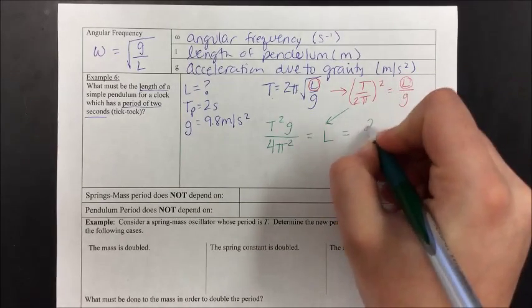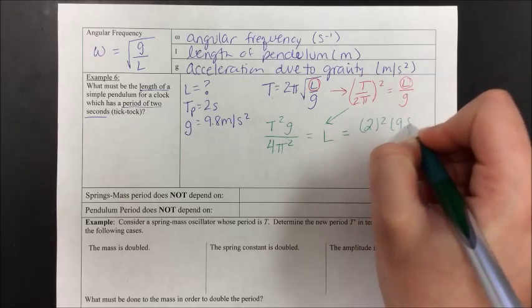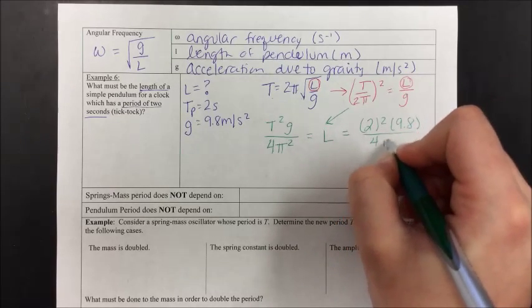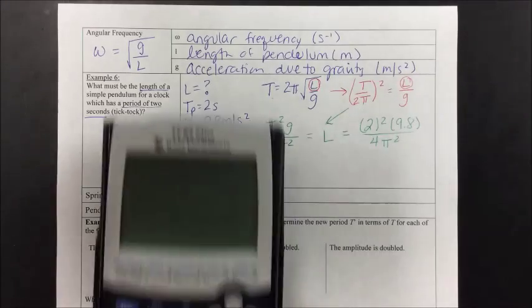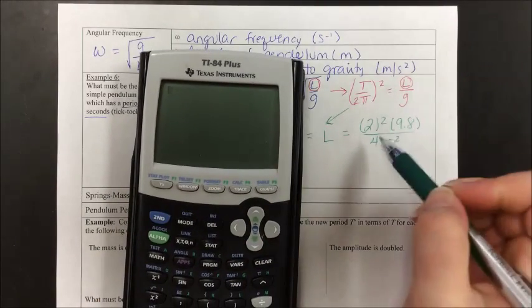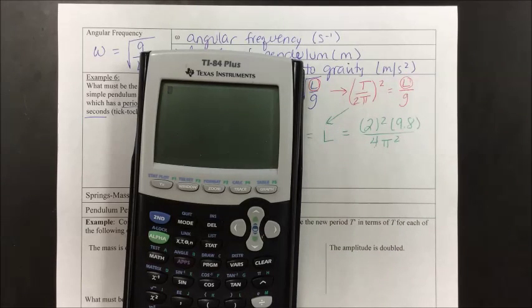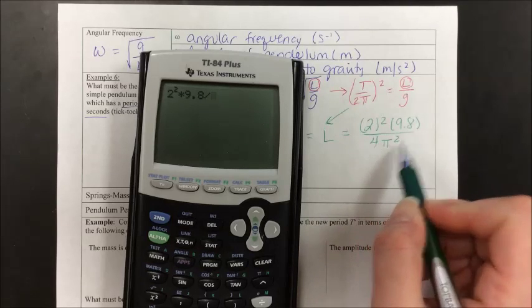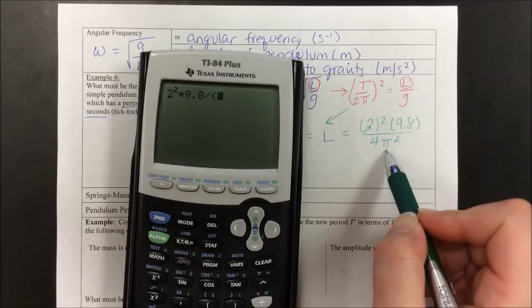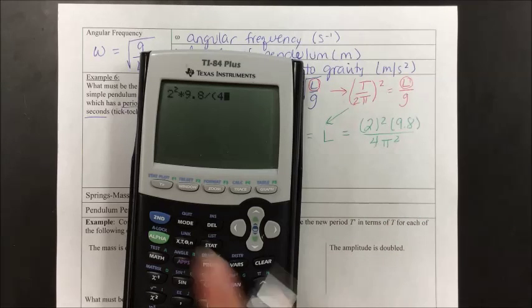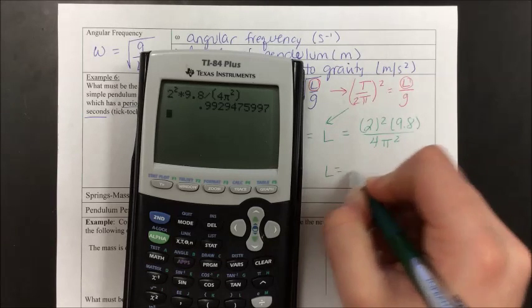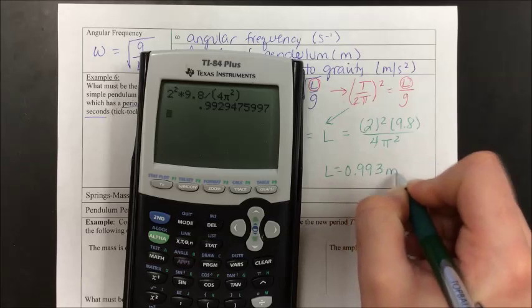Let's go ahead and plug our numbers in. So 2 squared times 9.8 divided by 4 pi squared. If you look, obviously the 2 squared and the 4 is going to cancel out. But just in case you didn't notice that, let's enter it in like you normally would. So 2 squared times 9.8 divide. And you have 2 things on the bottom. Remember, your calculator doesn't recognize 4 pi as one number. So 4 times pi squared, close parentheses, and we get the length of our pendulum is about 1 meter long.